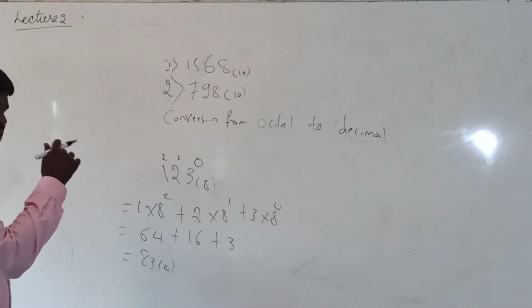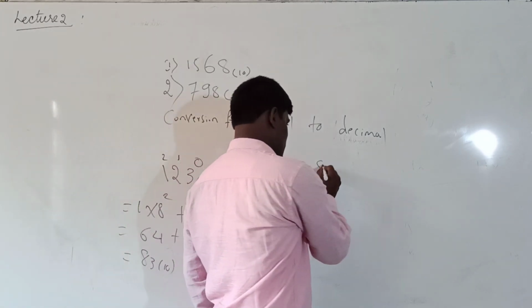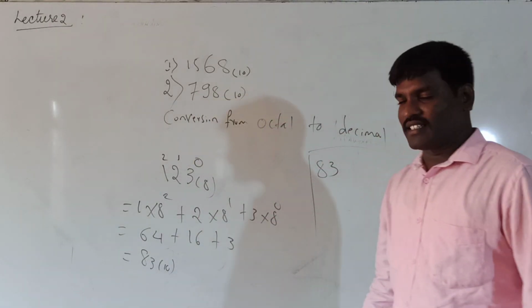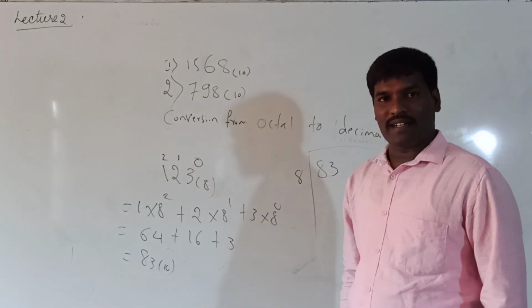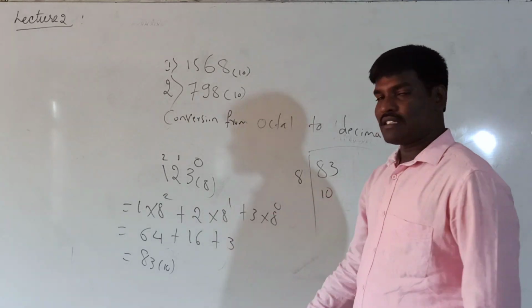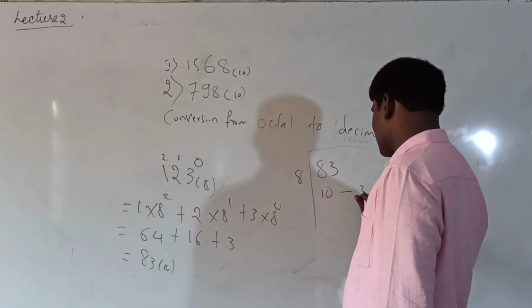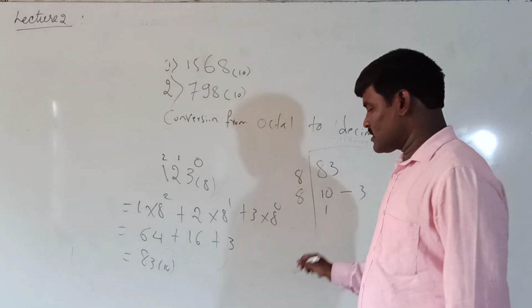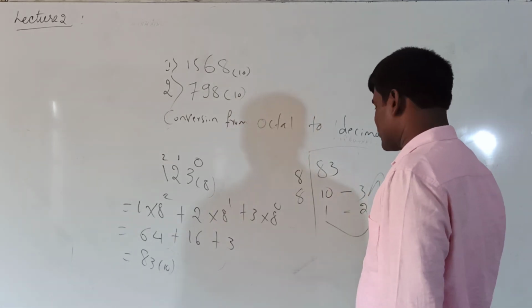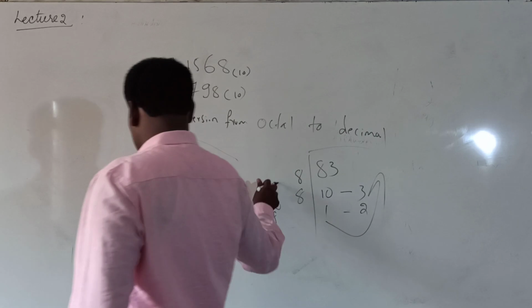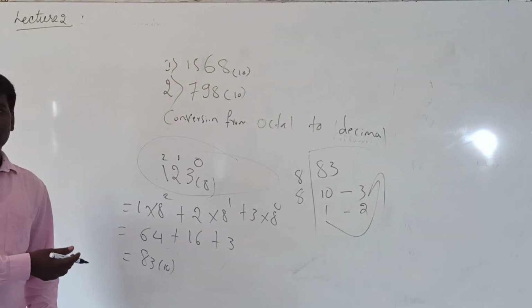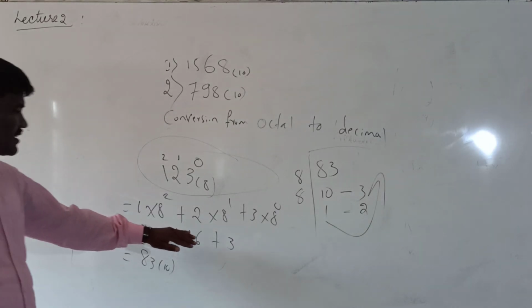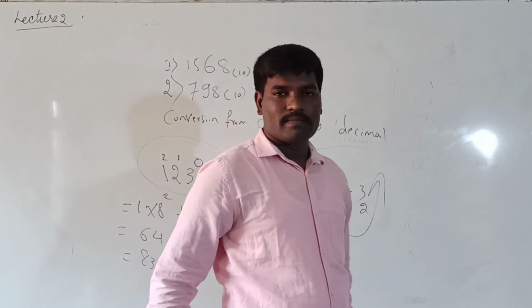Suppose if you want to confirm the answer, you can convert this 83 to the octal number system. How to convert? Just divide by 8. 8 tens are 80, remainder is 3. 8 ones are 8, remainder is 2. In the reverse order, you have to write the answer. You will get 123 to the base 8. So this is the method for converting the octal number to the decimal number system.